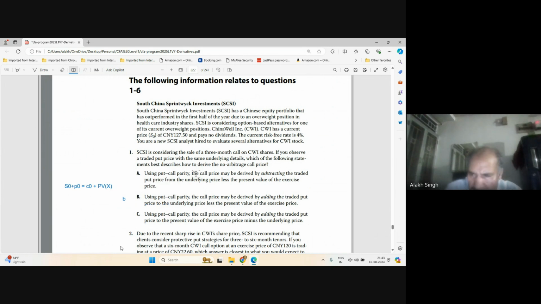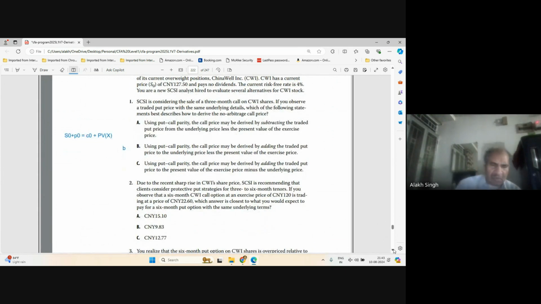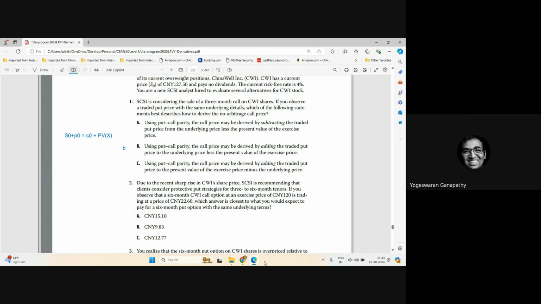Question number 2. We have to calculate it. Due to the recent sharp rise in share price, it is recommending that clients consider protective put strategies for 3 to 6 months tenures. If you observe that a 6-month call option at an exercise price of 120 is trading at a price of 22.6, which answer is closest to what you would expect to pay for a 6-month put option with the same underlying terms?